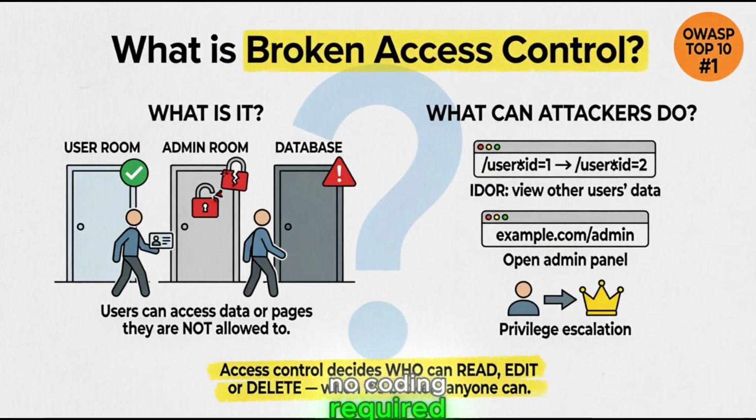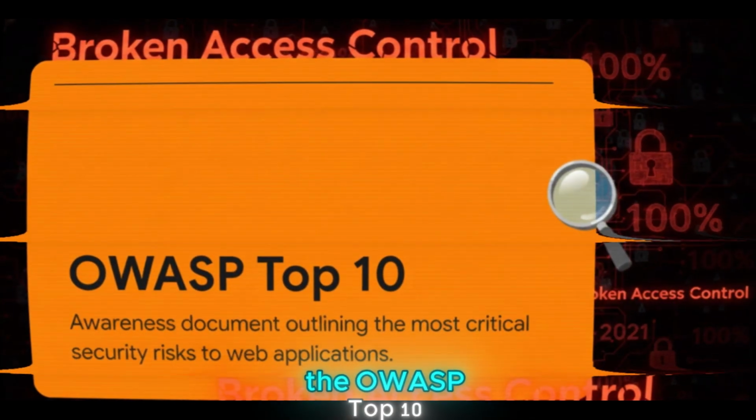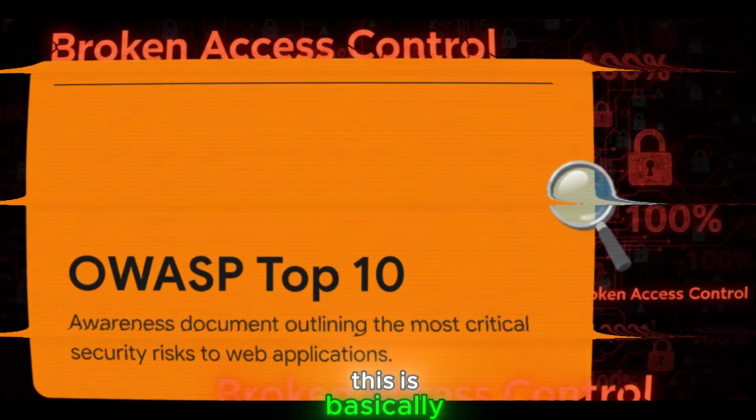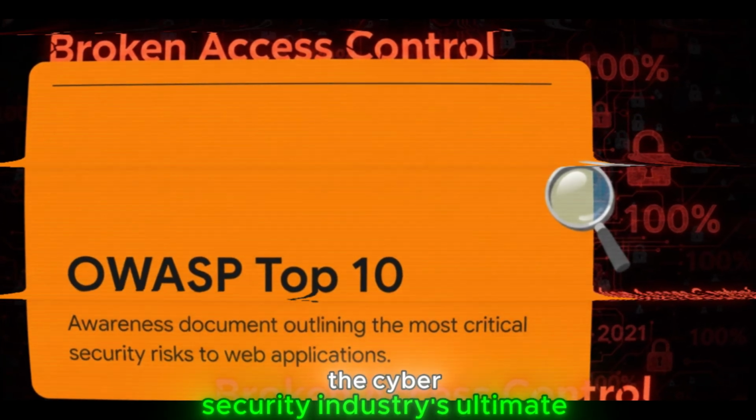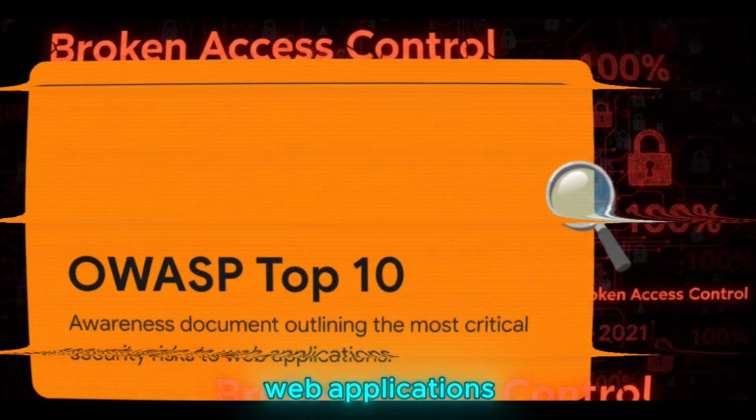No coding required. Okay, so let's dive into this. To understand how millions of passports, driver's licenses, and home addresses were stolen so easily, we first really need to ask, what exactly is broken access control? To give you some context, we look at the OWASP Top 10. This is basically the cybersecurity industry's ultimate awareness document. It outlines the most critical security risks to web applications out there.